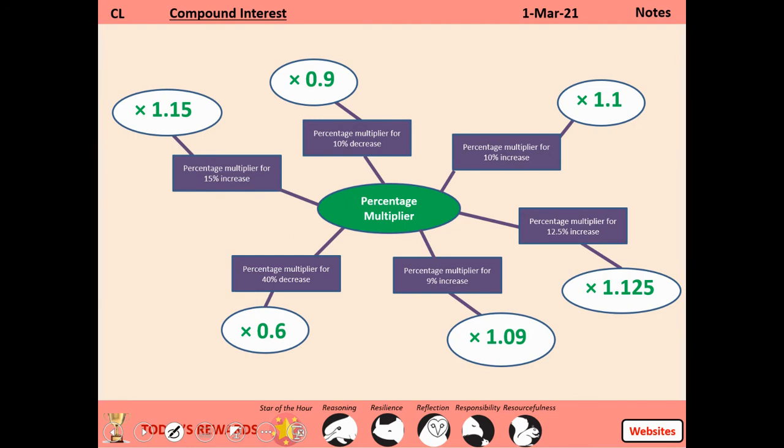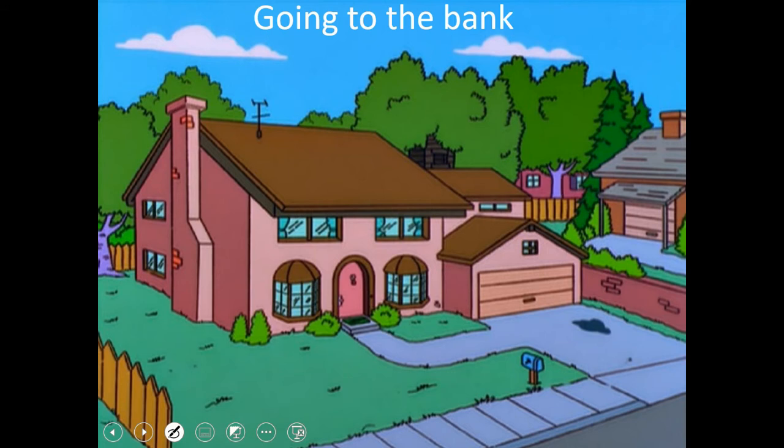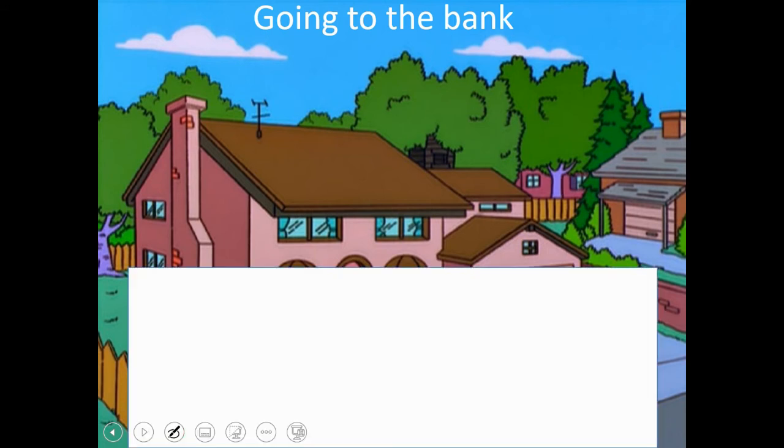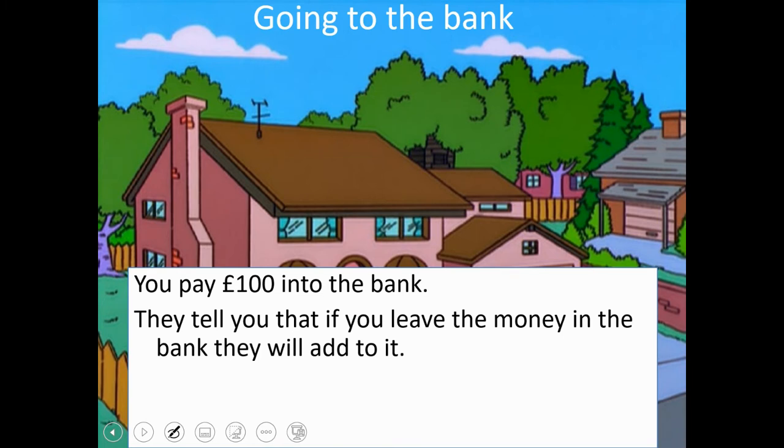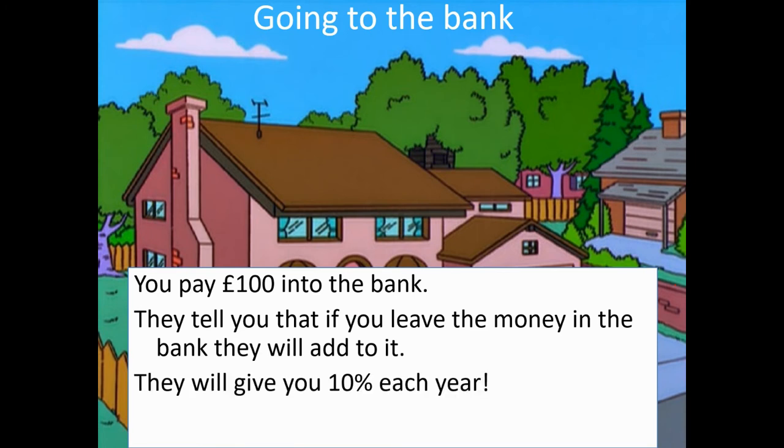In case you forgot how to do this, please watch my previous video on percentage multipliers, okay? So what we're going to be learning today is compound interest. What is compound interest? So for example, you go to the bank, okay? Let's say you pay £100 into the bank. Then they tell you if you leave the money in the bank, they will add to it. They will give you 10% each year. So you put £100 into the bank, and they're going to give you 10% each year.